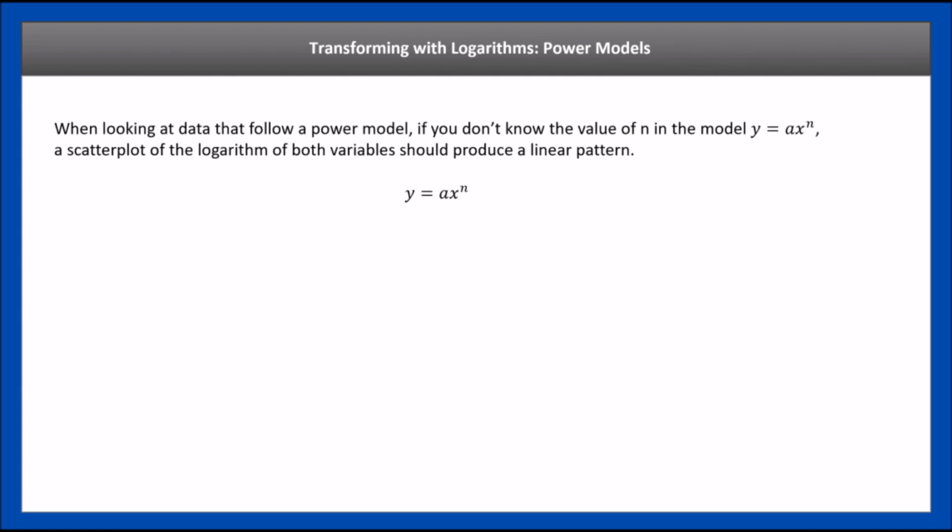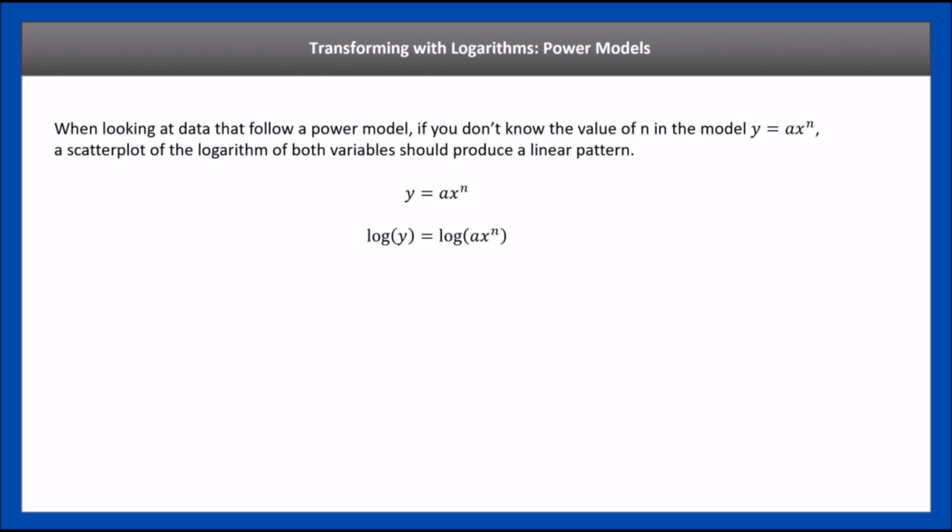All right, so let's show you how to transform with logarithms. With power models, when looking at data that follow a power model, this is how we're going to show you how to find the nth power. Before, I asked, how do we determine whether it's to the third power, the second power, or the fourth? What we can do is transform this using logarithms. If you don't know the value of n, you can do a scatter plot of the logarithm of both variables. If you take the log of both variables, x and y, it'll produce a linear pattern. Why? We're going to show you now.